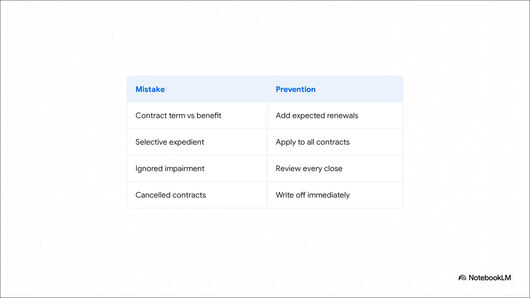A really big one is defaulting to the stated contract term instead of the true benefit period, completely ignoring any expected renewals. Or how about applying the practical expedients selectively, just based on convenience? Remember, it's an accounting policy, not a choice you get to make deal by deal.